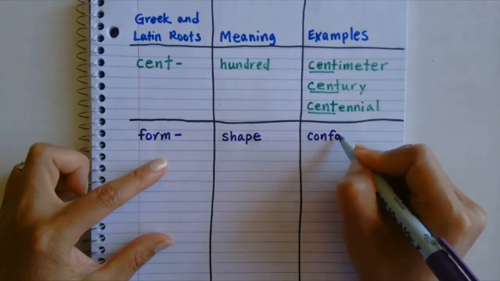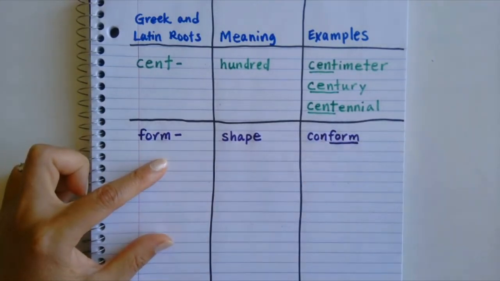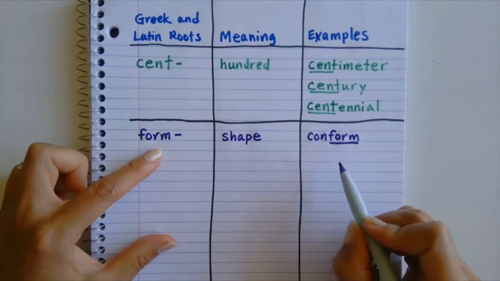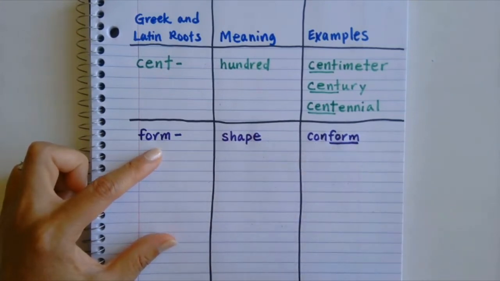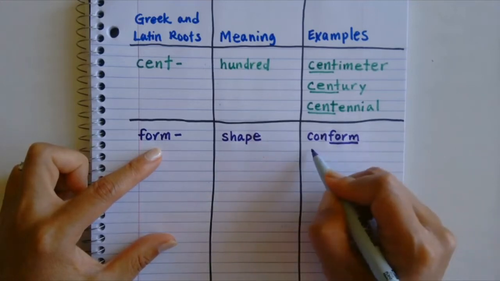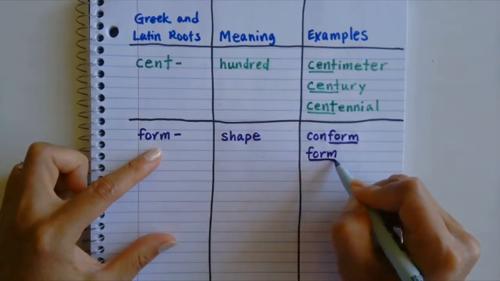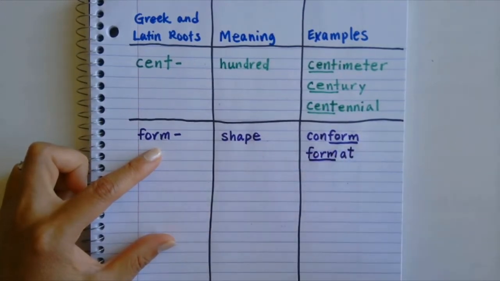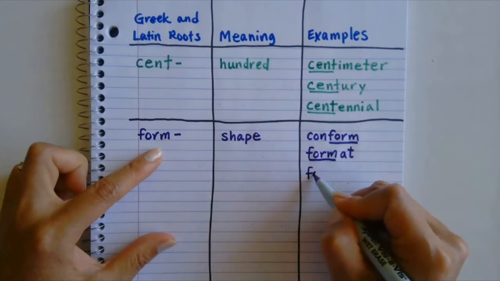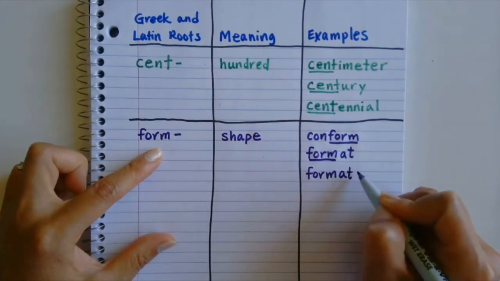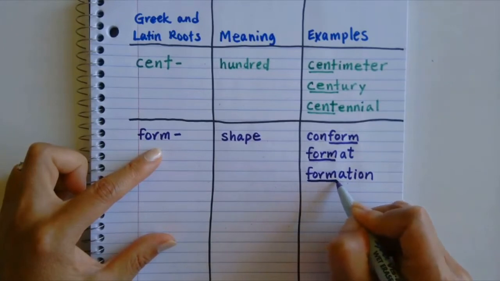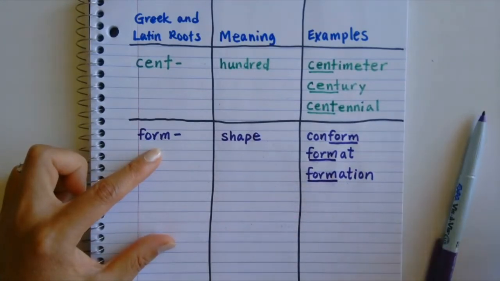Conform. And as you can see, this root comes at the end of the word, conform. Any others? Form. Format. Take shape. So if I know format, I can also add formation. Just taking form, just taking shape.